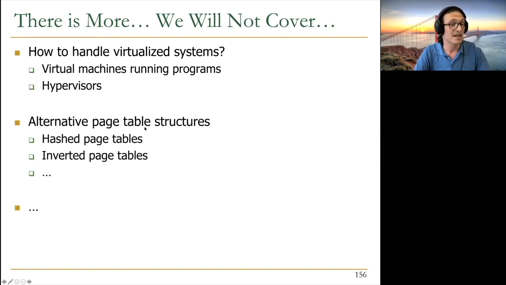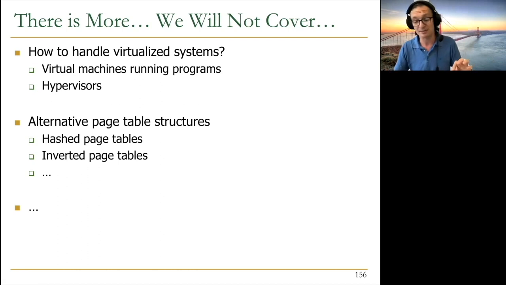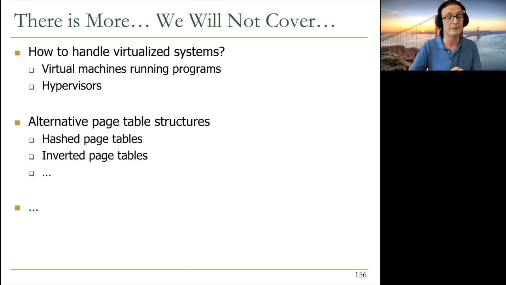There are alternative page table structures that we did not talk about. Inverted page tables, we briefly mentioned, when the operating system may store the reverse mappings from physical pages to virtual pages to figure out what to replace. Some systems actually have inverted page tables to begin with, probably a bad idea, but there are trade-offs associated with it because inverted page tables are actually quite compact.